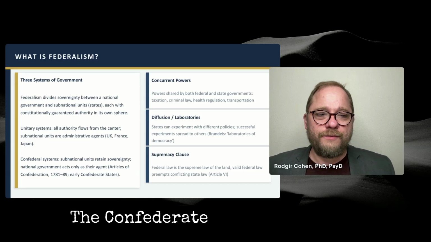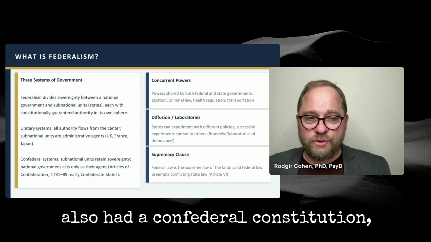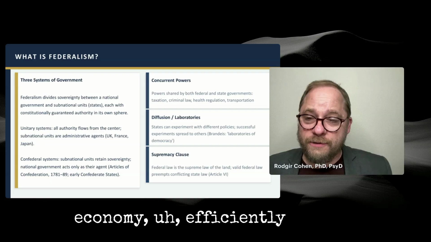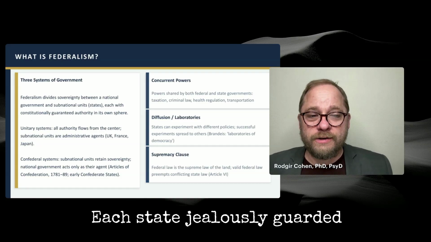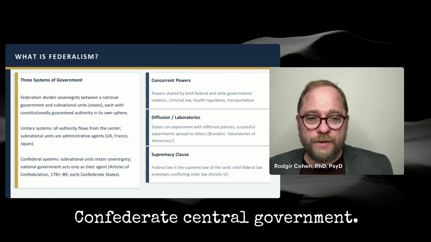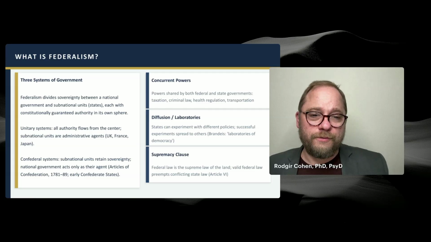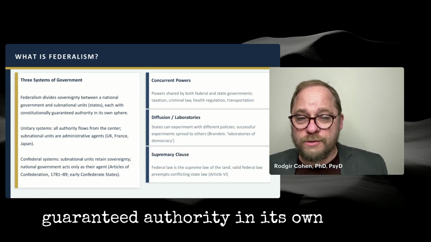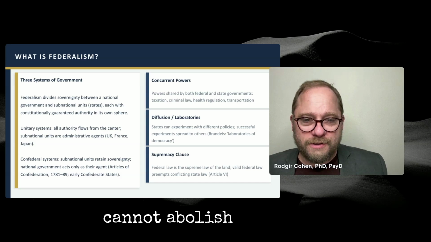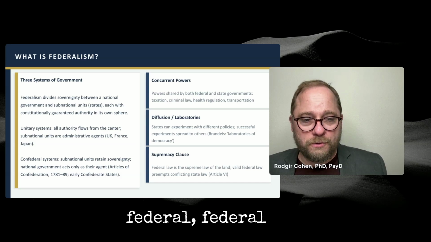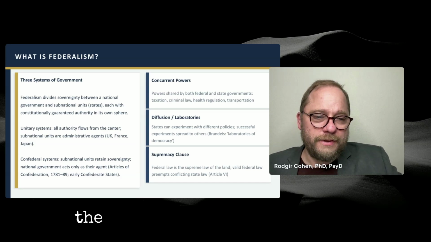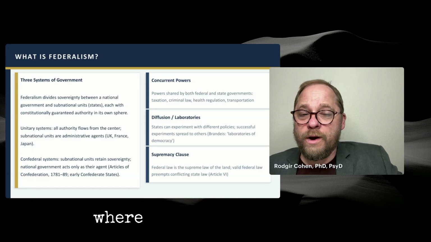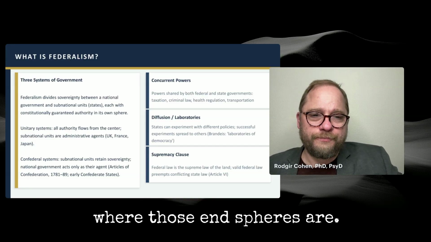It didn't work. The Confederate States of America also had a confederal constitution, which contributed to the South's inability to mobilize the economy efficiently for war. Each state jealously guarded its sovereignty against the Confederate central government. Federalism splits the difference, for sovereignty is constitutionally divided between 2 levels, each with guaranteed authority in its own sphere. The national government cannot abolish the states, and states cannot nullify federal law. Each level is supreme within its sphere, and the Constitution defines incompletely where those spheres are.